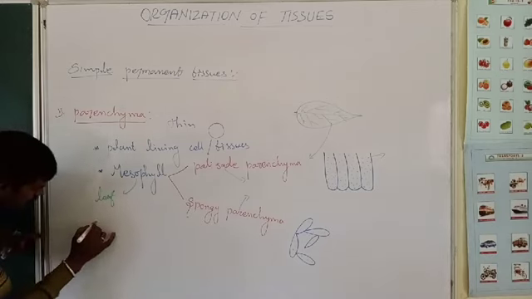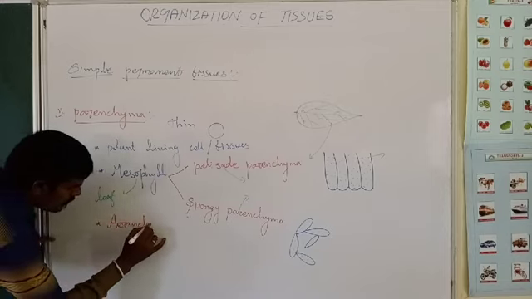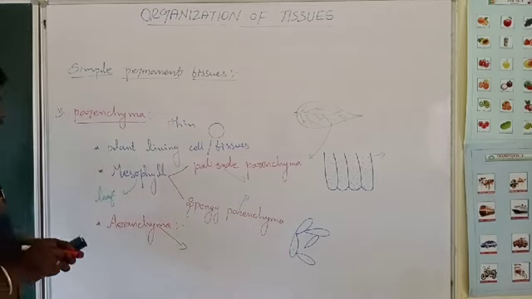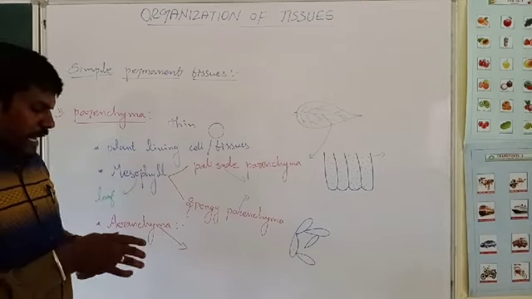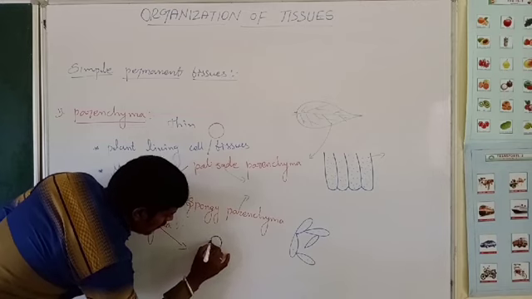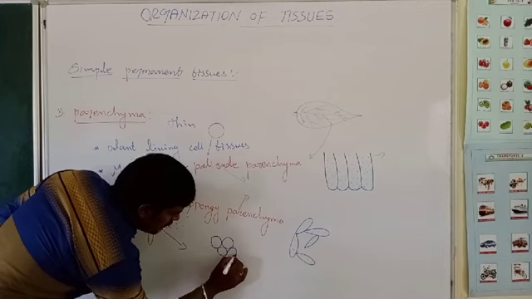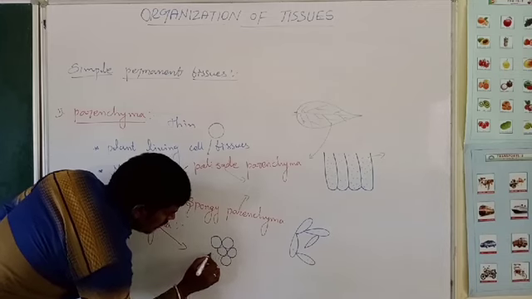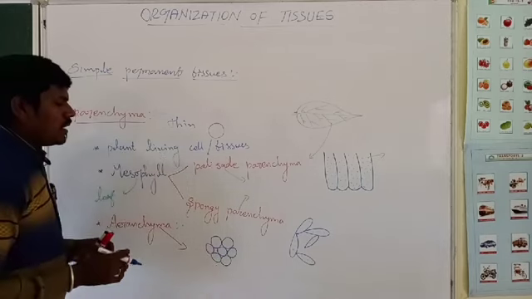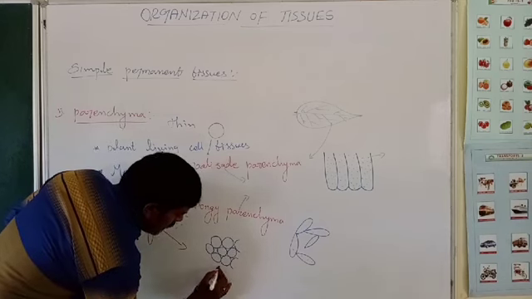Another type is aerenchyma. Aerenchyma means the presence of parenchyma cells with large air spaces. Parenchyma cells, as you already know, are thin layered and incompletely packed, with some space in between. That is intercellular space. In aerenchyma, the group of parenchyma cells has large air space. Large air space present means that is called aerenchyma.